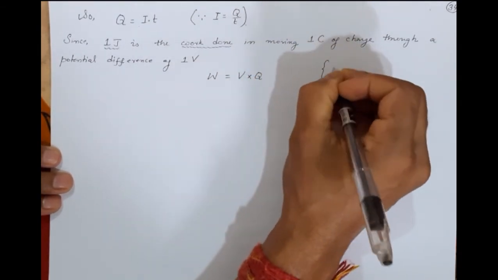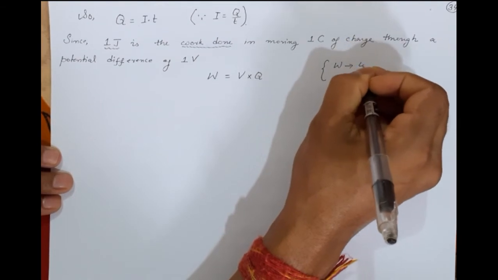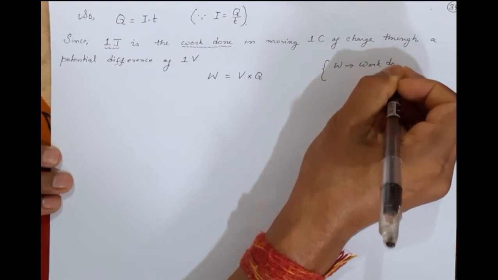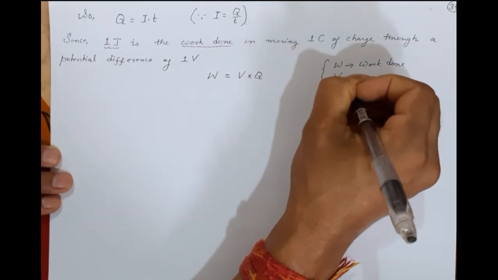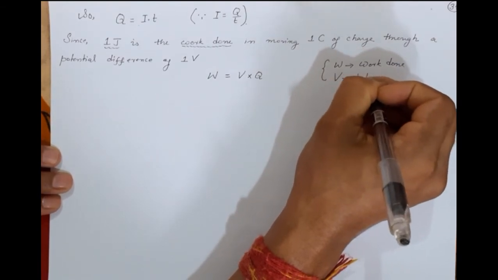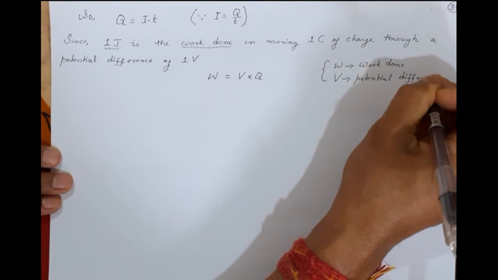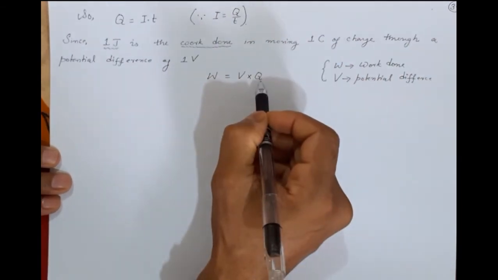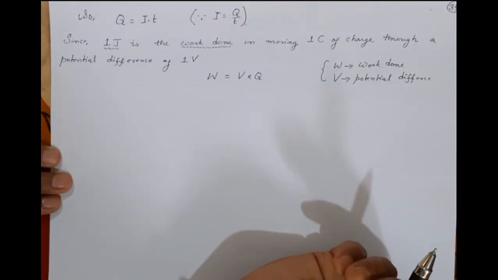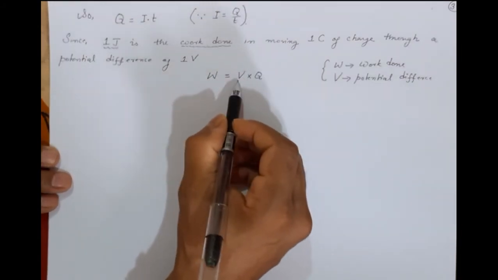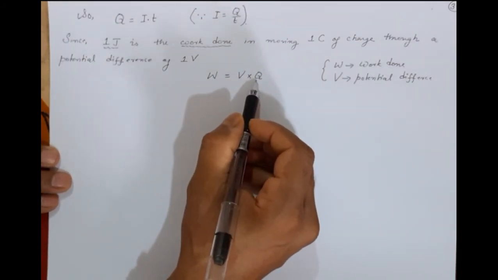Here W stands for work done and V stands for potential difference. The symbol is like this. The third symbol Q, we already know, is charge. So this is the work done, potential difference into Q.